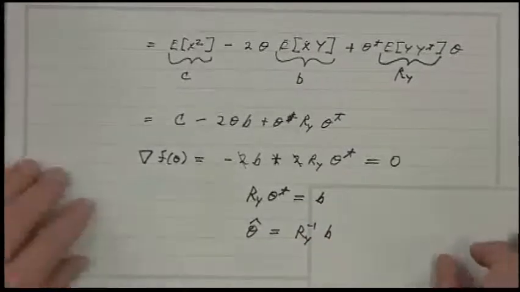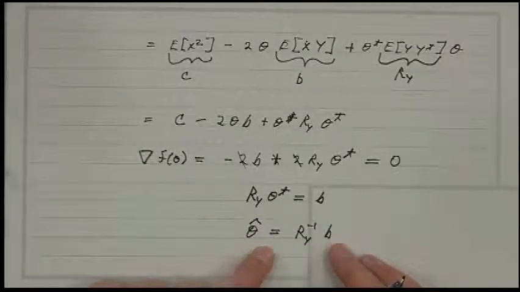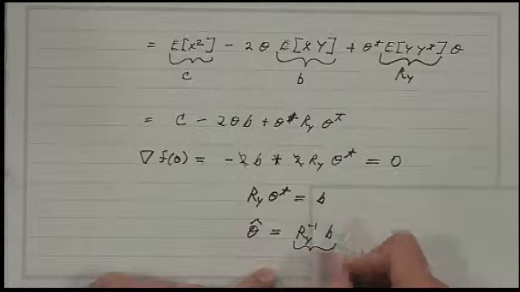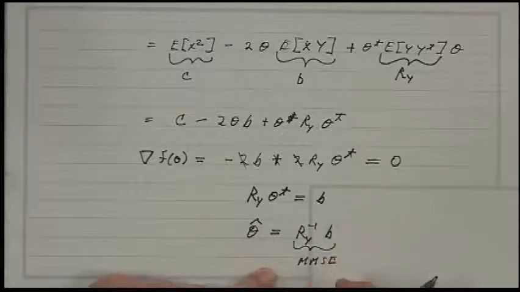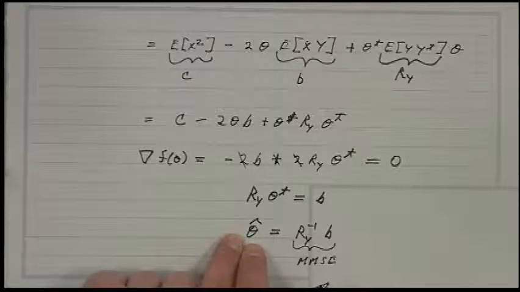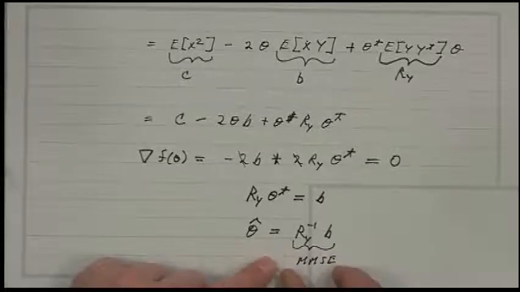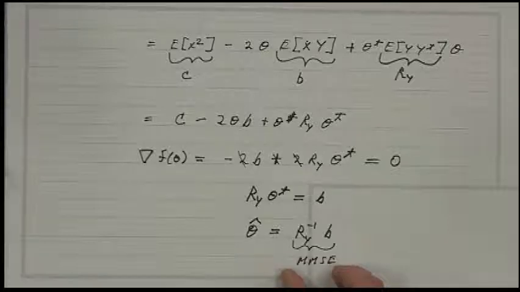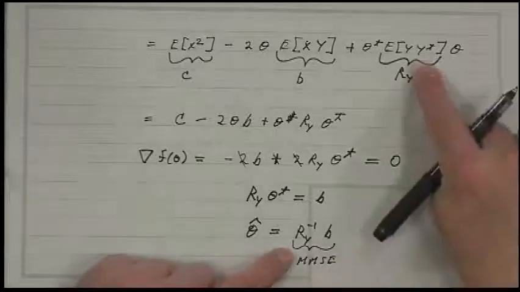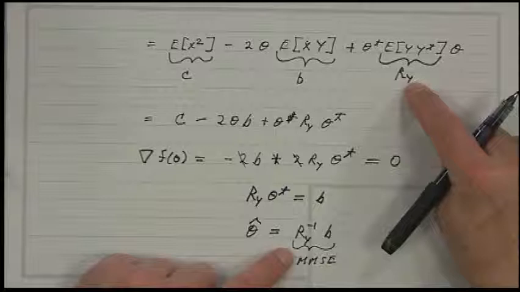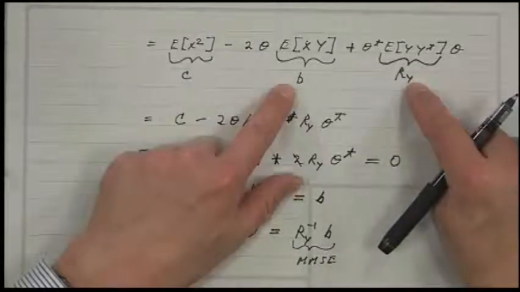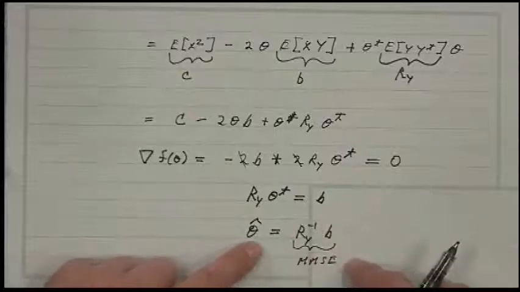Now, this is fine. This is the minimum mean square error predictor. It's not the minimum mean square error predictor of theta. It's the value of theta that achieves the minimum mean square error prediction of x. But the problem is, is this a random variable or a number? Number. R here is formed by an expectation, so it's a number. Everything here is a number, so there's nothing here that's a random variable.